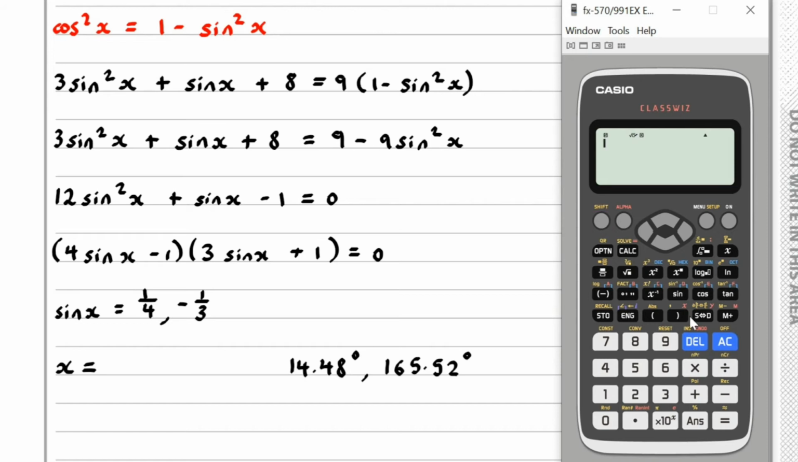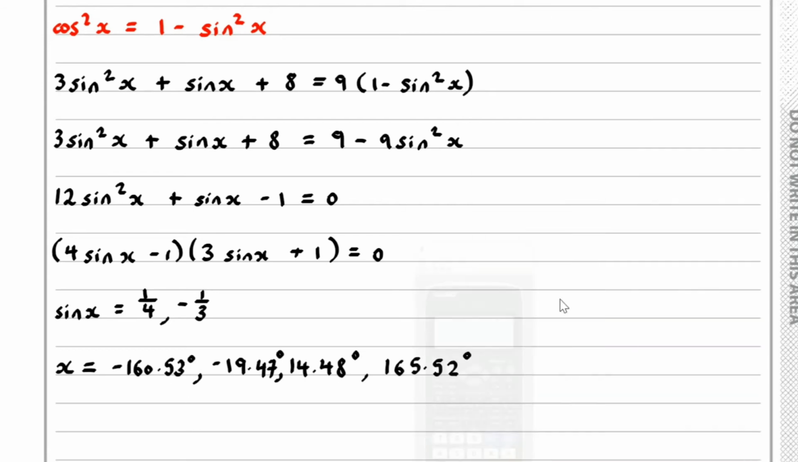Now if I do the inverse sine of minus 1/3, I get minus 19.47 degrees. And if I find out the value before this, what I need to do is 180 minus this, and then take away 360 from this. So I get minus 160.53 degrees. So these are my solutions given to 2 decimal places.